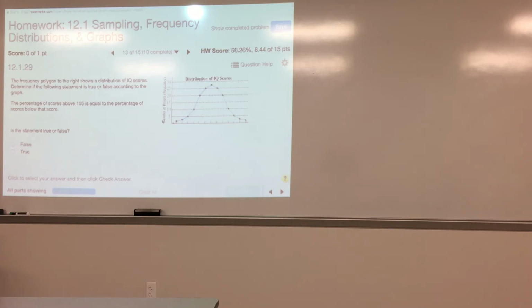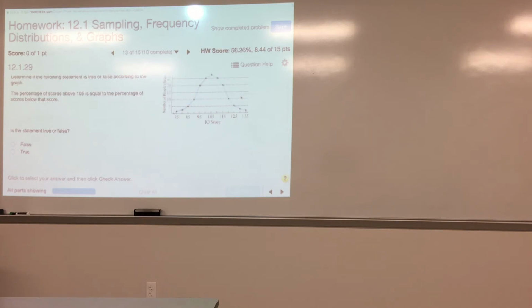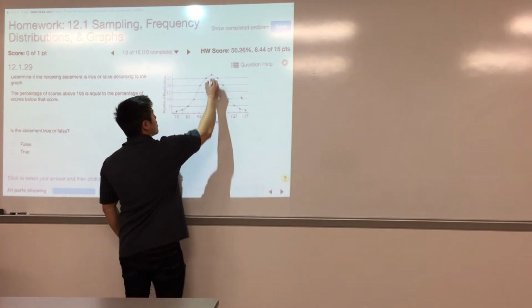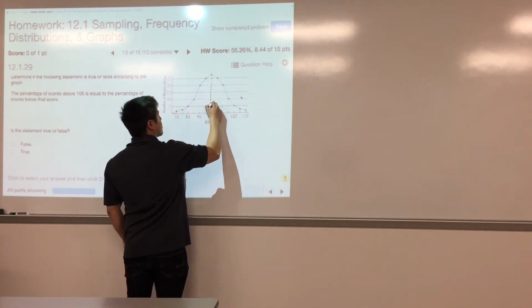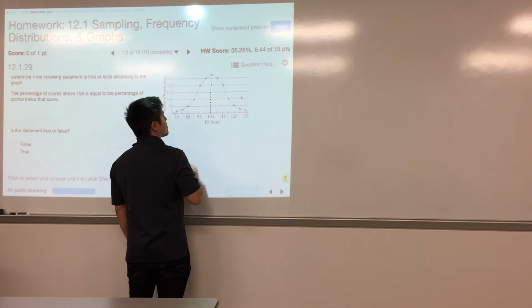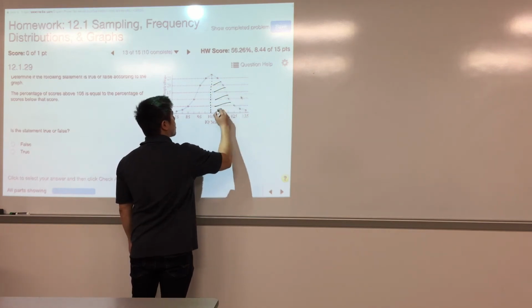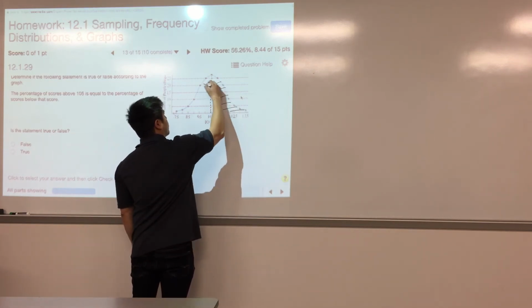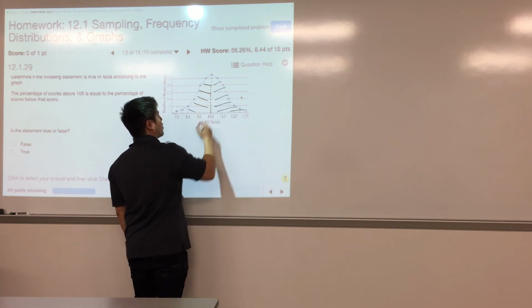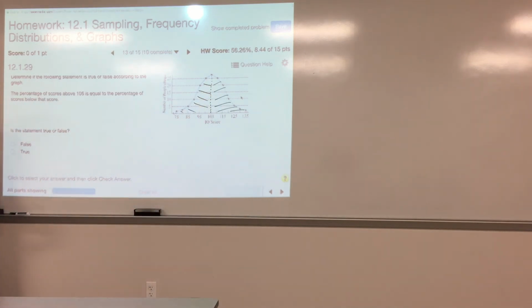The percentage of scores above 105, oh, there it is, 105. The percentage of scores above 105 is equal to the percentage of scores below. Is that true? There's 105. They're saying the number of scores above is equal to the number of scores below. Is that true? In other words, is the graph split perfectly in half? Yes, I would say so.